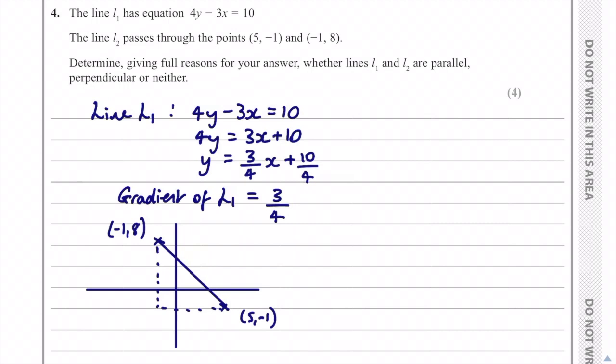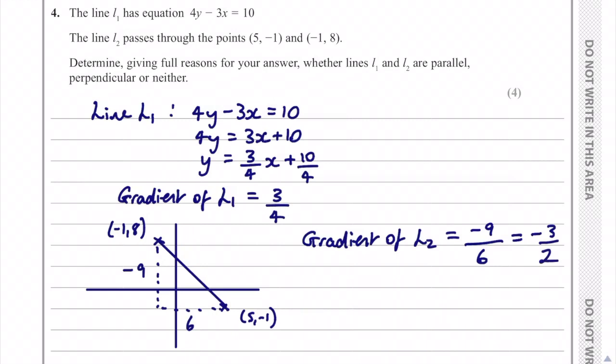So the gradient, remember, is the change in y divided by the change in x. So we need to work out how many units do I need to go down parallel to the y-axis, and then how many units do I need to go across parallel to the x-axis. So to get from 8 to -1, I'm going to go down -9. And then to go from -1 to 5, I'm going to go across 6. So I can say that the gradient of L2 is change in y, which is -9, divided by change in x, which is 6, and that simplifies to -3/2. Straight away, by comparing the 2 gradients, I can see that they are not parallel.